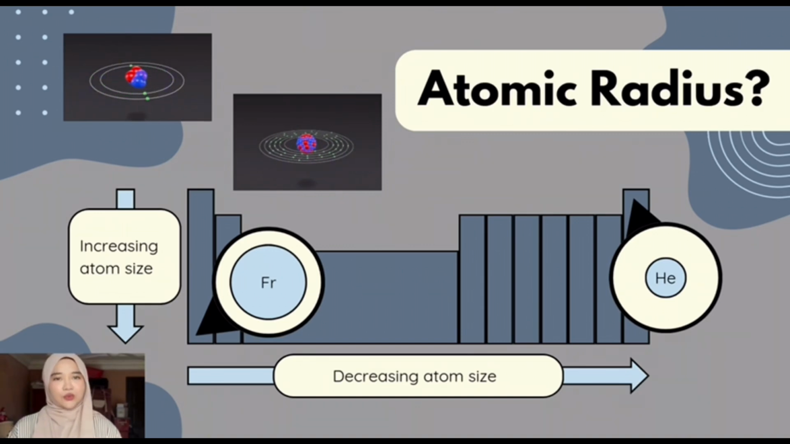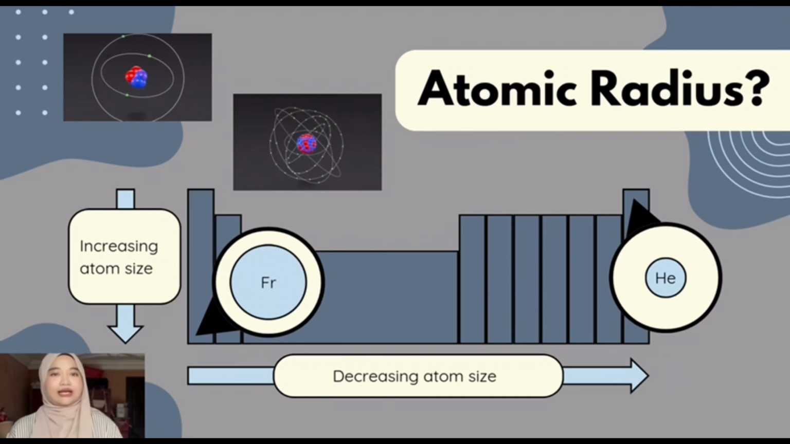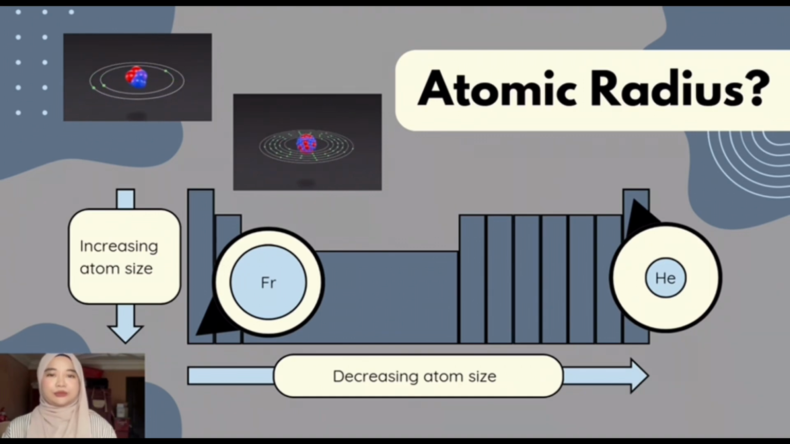So, why is this important? The size of an atom affects how it bonds, how it reacts, and even physical properties like density. Smaller atoms pull their electrons more tightly, while larger atoms can lose or share electrons more easily.